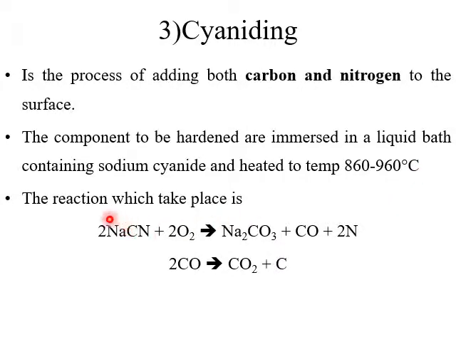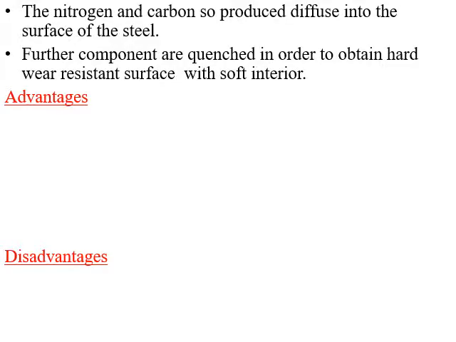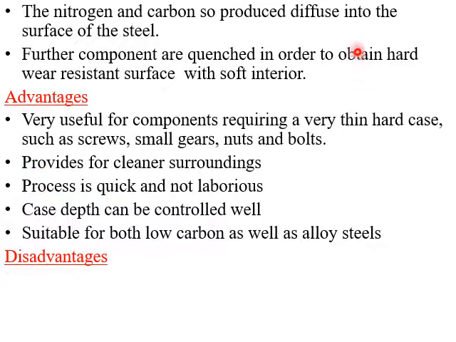So we can see here 2 NaCN plus oxygen will give rise to Na2CO3 plus CO, that is carbon monoxide, plus nitrogen. Again, this carbon monoxide will give rise to the carbon particles. So the combination of carbon and nitrogen will lead to the formation of a hard surface on the steels. Now, what are the advantages when we compare these?